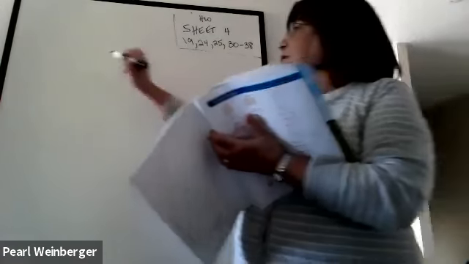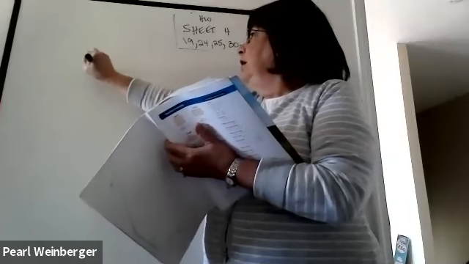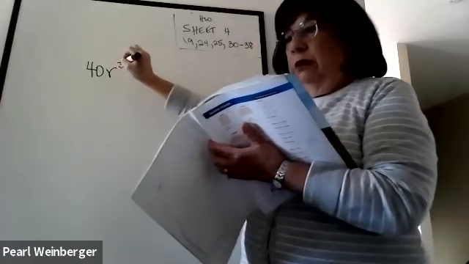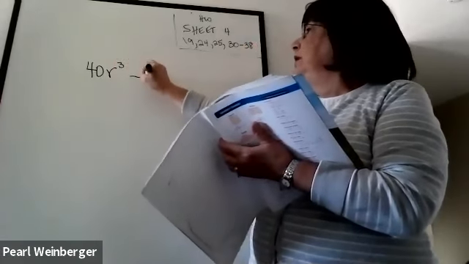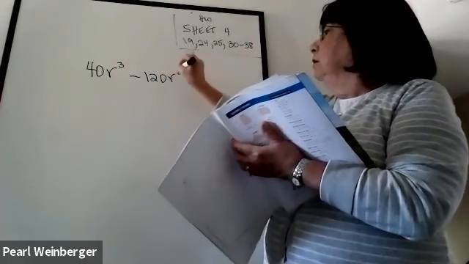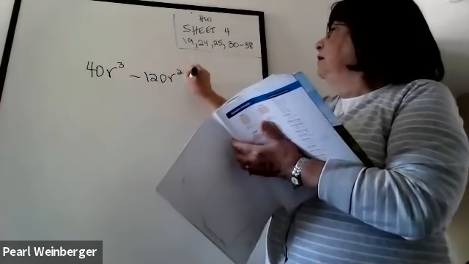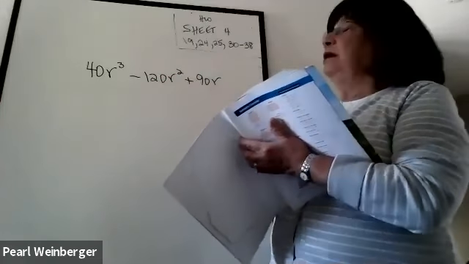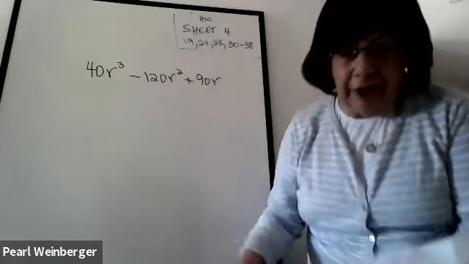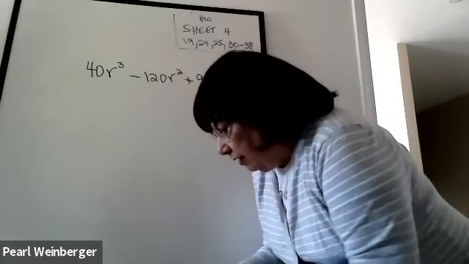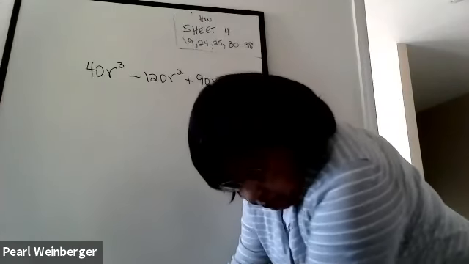Let's say I gave you this one. 40r to the third minus 120r squared plus 90r. See if you can factor it. I'll give you a hint. Look for your common factor first. Look to see if you have a common factor.